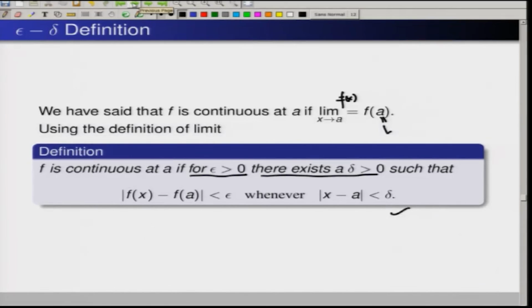This is not anything other than the definition of the limit that we have studied, and here the limit L has to be f of a.